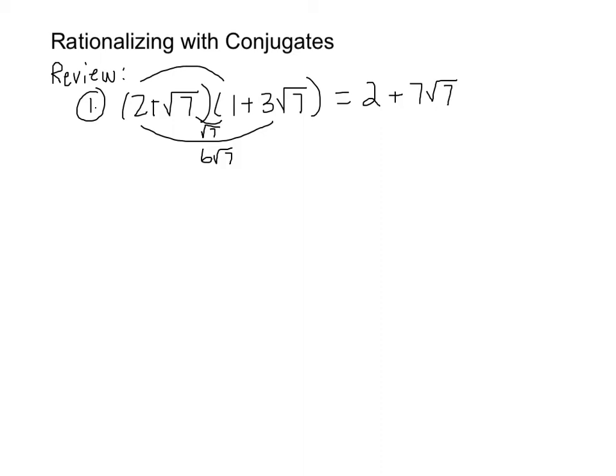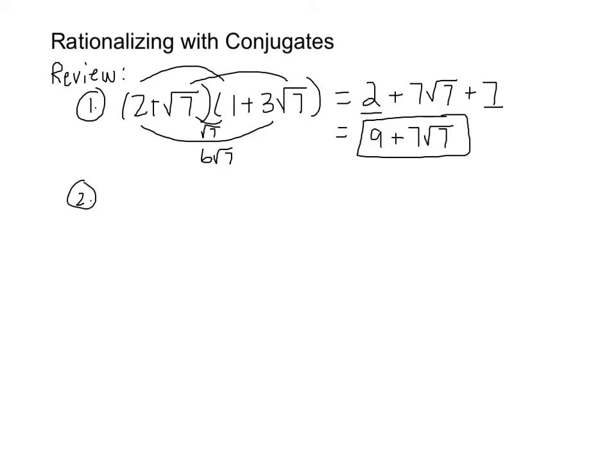And then the last terms, radical 7 times radical 7, would be radical 49, which is 7. So it gets rid of that radical. Then you would just collect your like terms. I've got a 2 and a 7, so that would be 9 plus 7 radical 7. That would be your final answer, and this is just simplifying. Okay, let's look at another one.